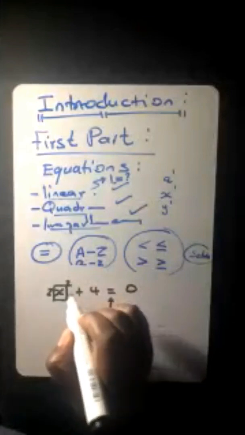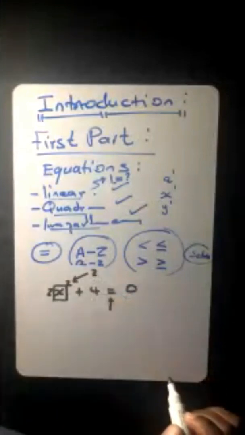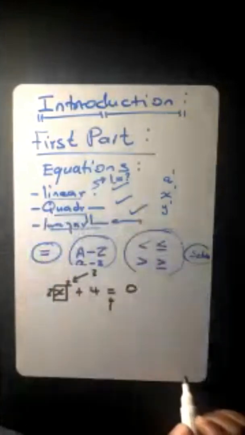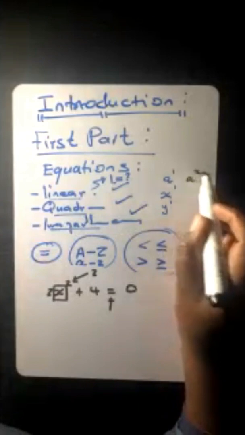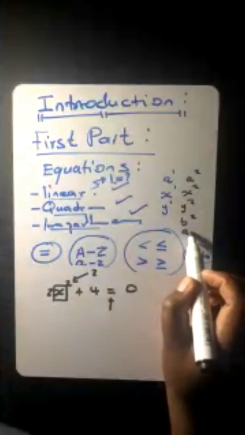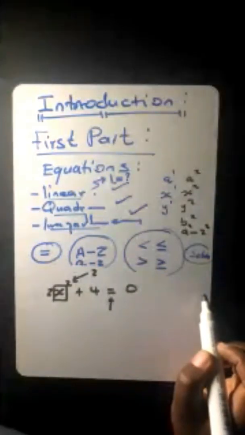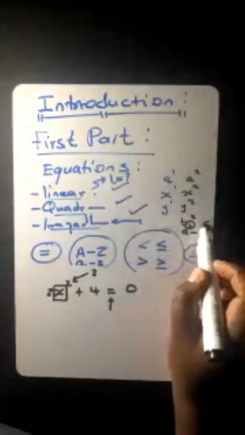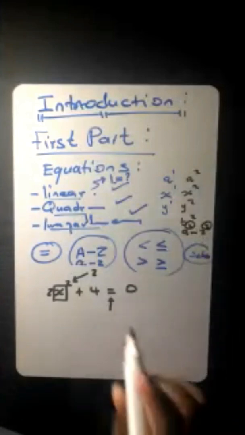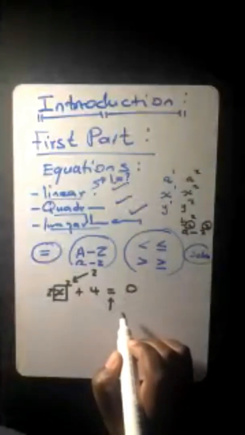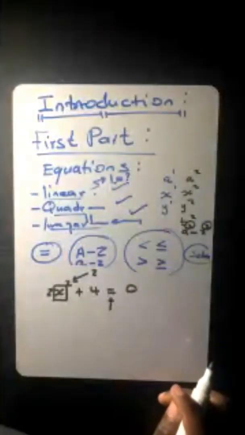Ladies and gentlemen, because the unknown, letter x, is to the power of 2, it makes it a quadratic equation. So if you have, for some reason, a squared, it could be x squared, it could be y squared, it could be b squared. Good people, any letter from a all the way up to z, as long as it has a squared, that means it's a quadratic. So this squared makes it a quadratic, ladies and gentlemen. Because on this problem we have an equal sign, it makes it an equation. So this type of problem is what we call a quadratic equation.